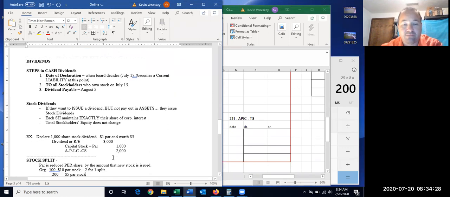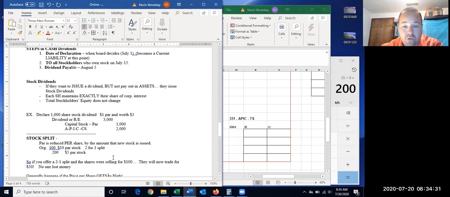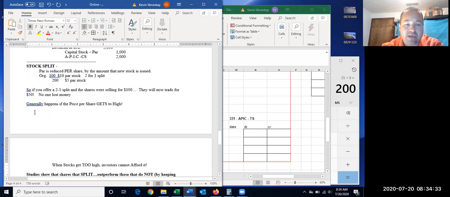You're taking money out of your retained earnings, out of your profits, and providing it as ownership to your shareholders. One of the last things we're going to look at now is the difference between a stock dividend and a stock split. With a stock split, there is no journal entry. Nothing officially happens on your books. The only thing that happens is par is cut in half if it's a 2-for-1 stock split, and the value of the stock is usually cut in half, but the number of shares that you own doubles.